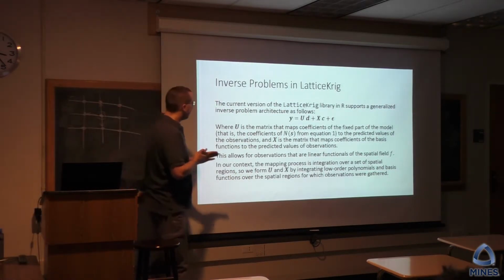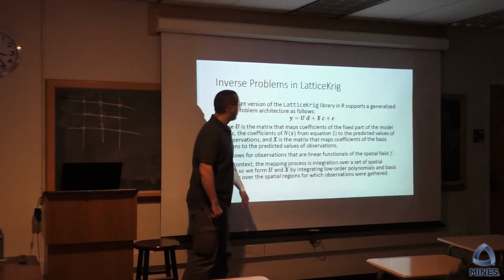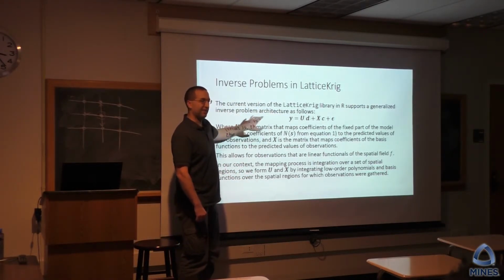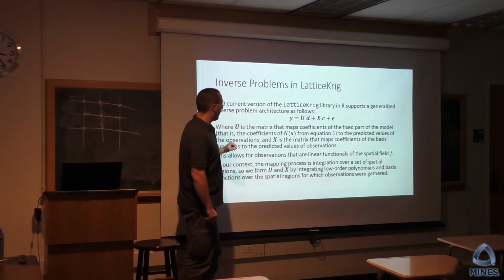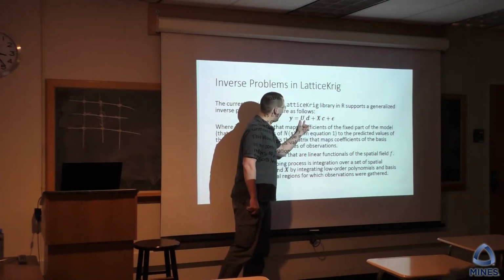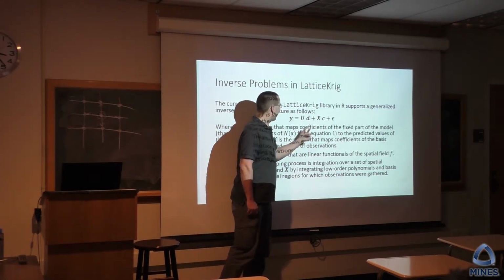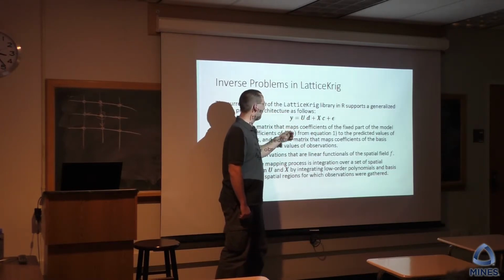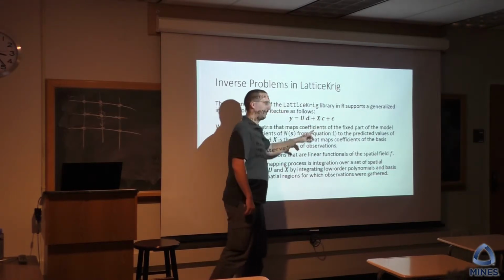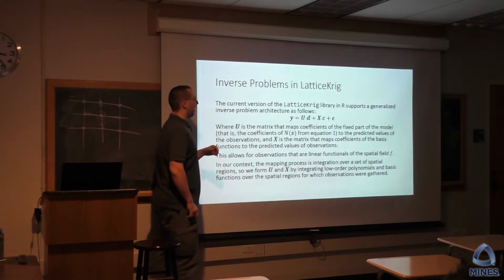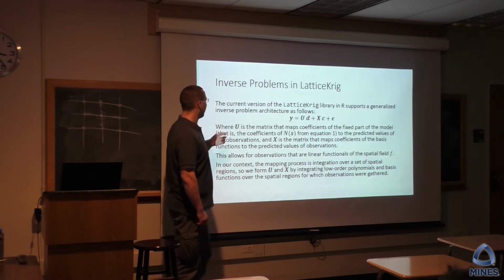So, happily, the LatticeKrig library in R supports a generalized inverse problem architecture that's in sort of a linear context, where if you can figure out this U matrix and this X matrix and express Y as this sum, it will fit d and c and find properties of epsilon, right? So what are these things?